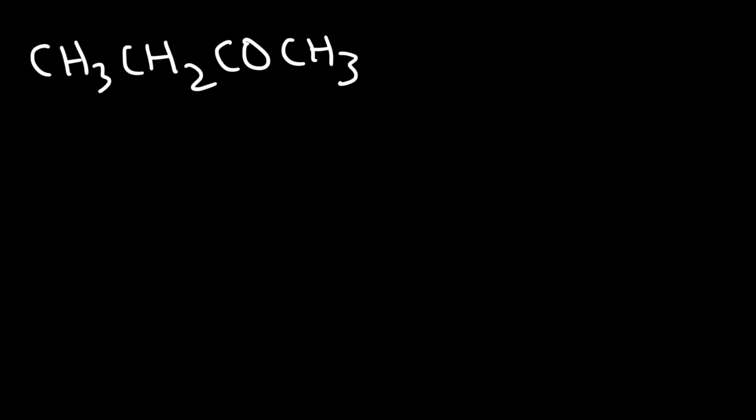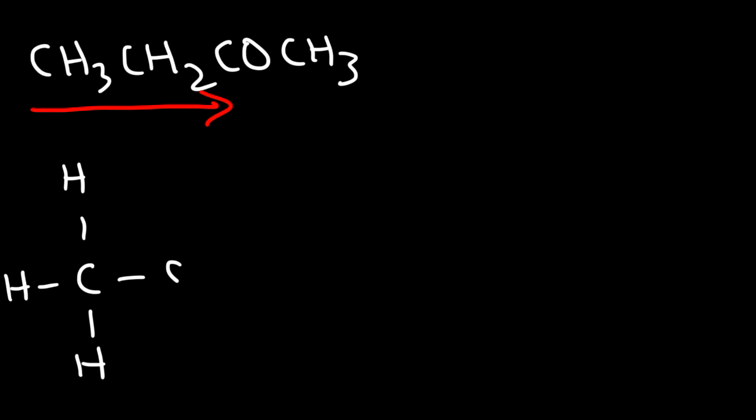Now, how would you draw the Lewis structure for this molecule? Go ahead and try that. So let's start with the left side. So we have a methyl group that is a carbon with 3 hydrogen atoms, and that's attached to a CH2, which is attached to a carbon. Alright, so now let's stop. Let's focus on what we have here.